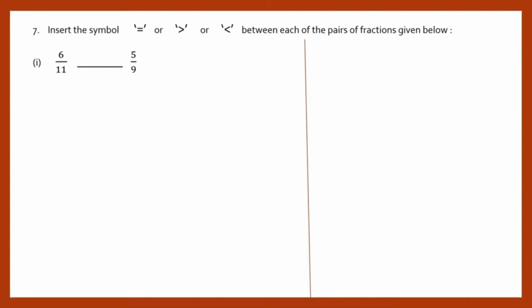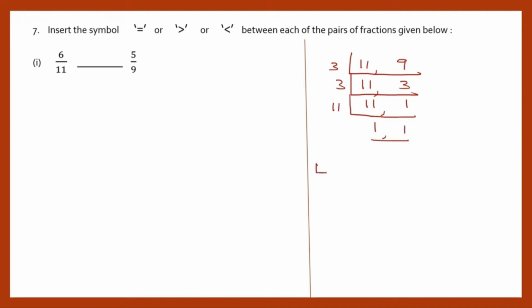Let's find the LCM. Here also we find the LCM of the denominators 11 and 9. We'll start with 3. 3 threes are 9. 3 ones are 3. Go to 11. 11 ones are 11. Now LCM is 3 into 3 into 11, which is 3 threes are 9 into 11. 9 elevens are 99. So the LCM is 99.